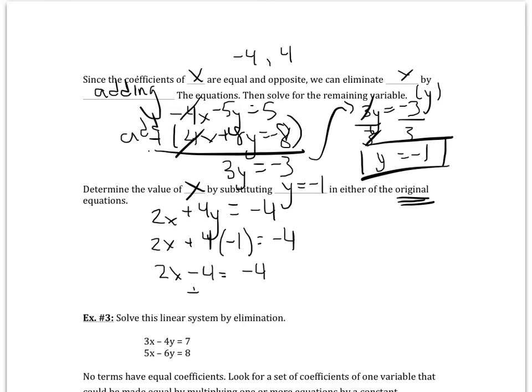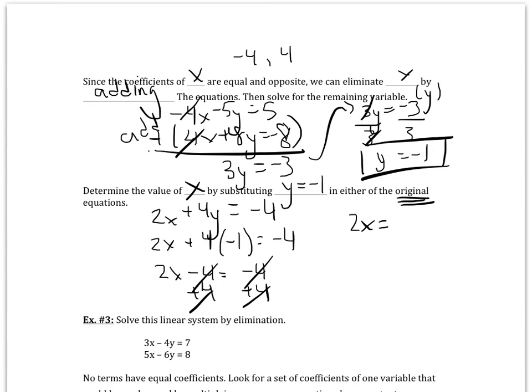I want this on its own, so I'm going to plus 4 to both sides. That cancels. In fact, both cancel. And I get, right now, 2x equals 0. I want x on its own. I'm going to divide both sides by 2, and I get x equals 0. And that is the end of example 2.